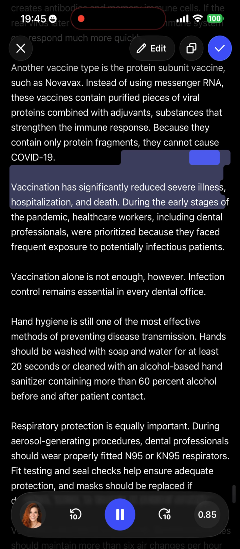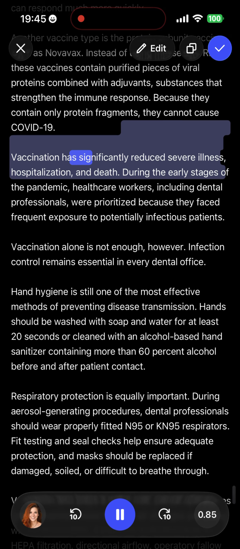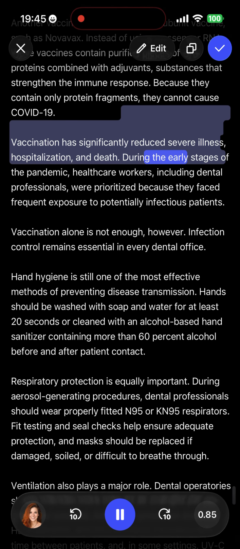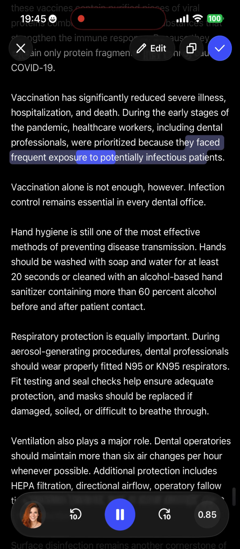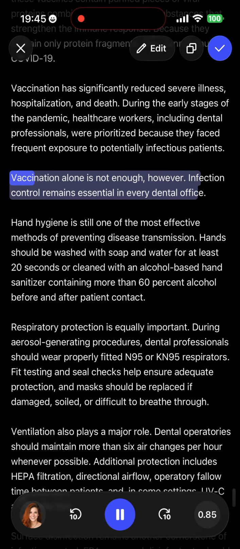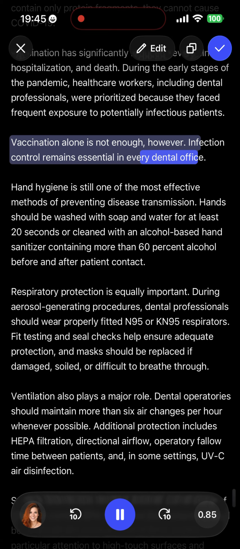During the early stages of the pandemic, healthcare workers, including dental professionals, were prioritized because they faced frequent exposure to potentially infectious patients. Vaccination alone is not enough, however. Infection control remains essential in every dental office. Hand hygiene is still one of the most effective methods of preventing disease transmission.